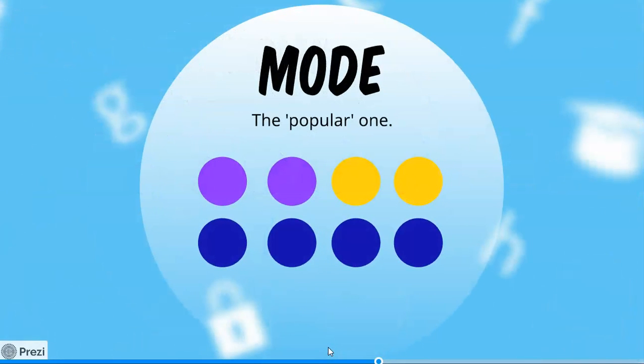The next one, mode, or the popular one. So we're looking for how many occurrences there are. The one that has the most occurrences, that is the mode. I always like to think of fashion and mode, and it's popular and it's fashionable. The one that appears the most is à la mode. In this case, it would be blue.